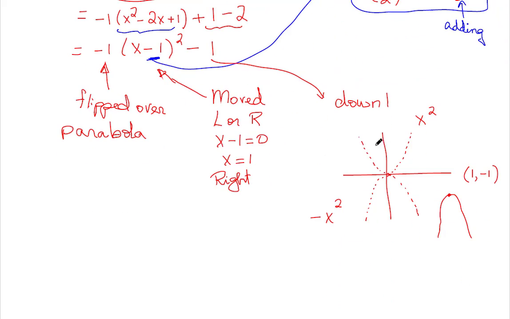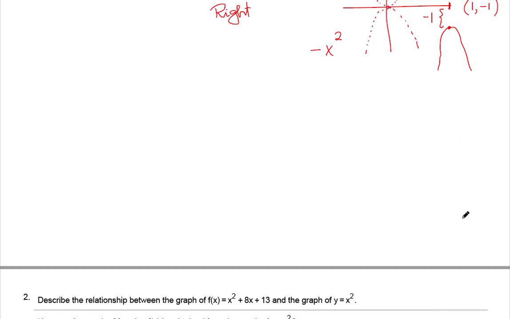So here's the deal. Normal x squared. We got it flipped over. We moved to the right by 1, so this part is 1 to the right, and then we moved it down by 1. And so that's what this quadratic function would look like. Don't panic, it's going to get easier.